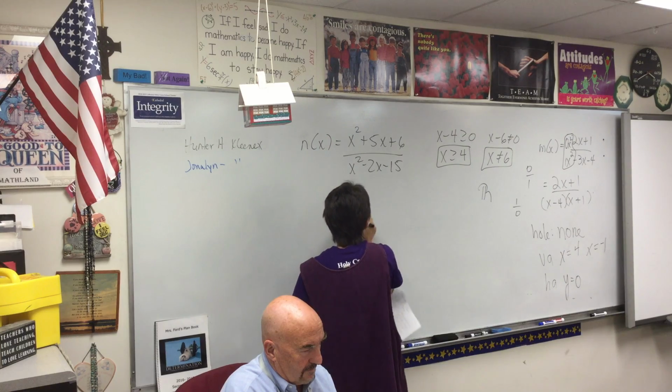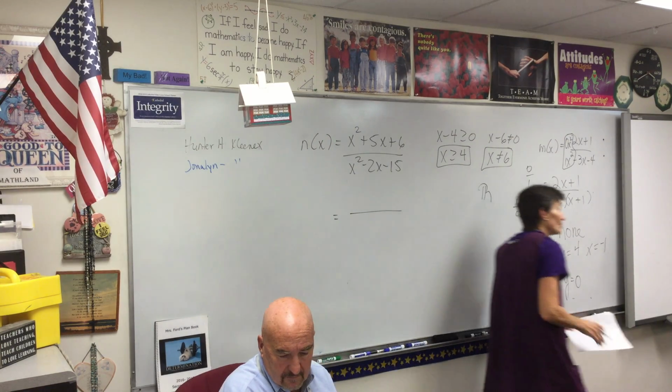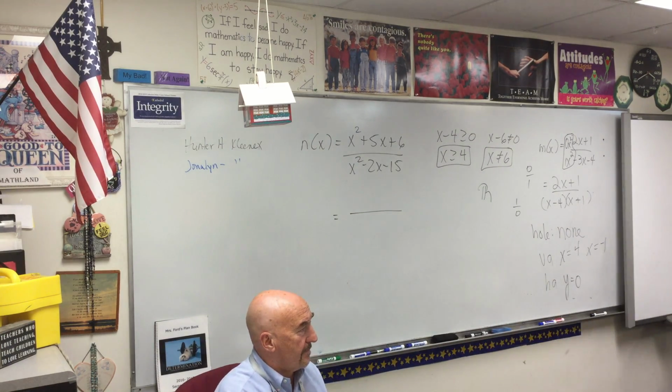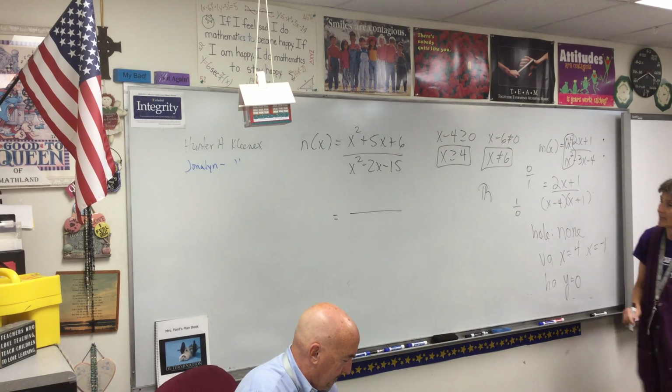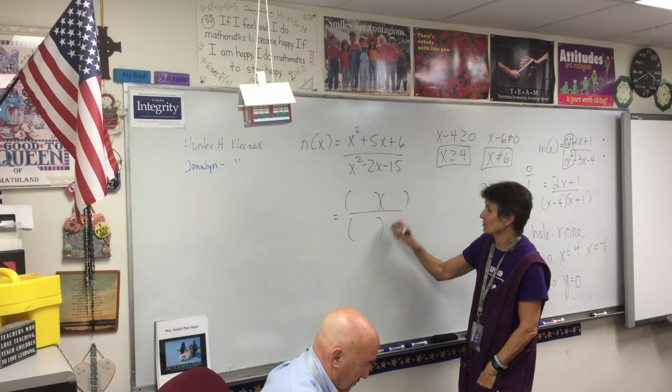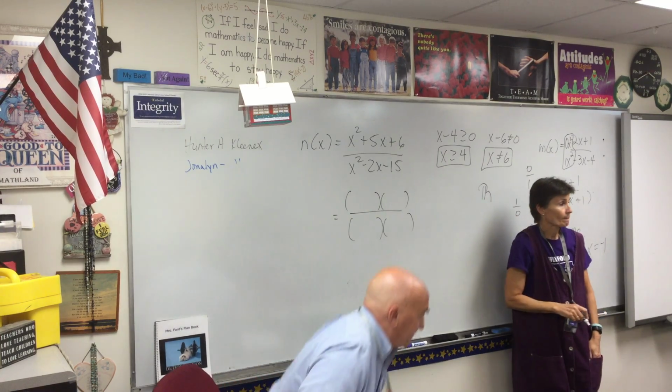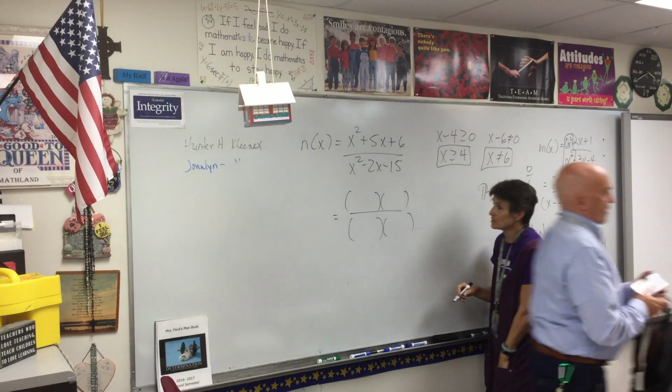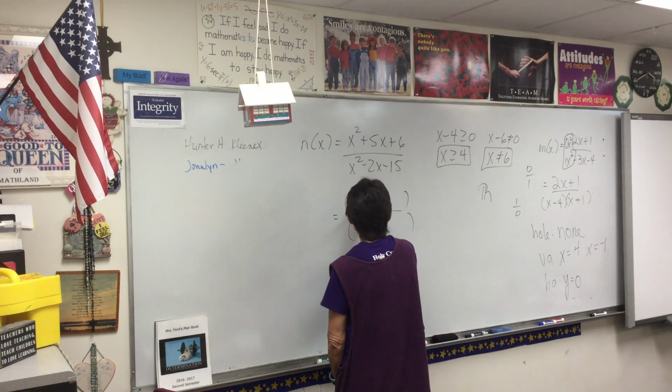What do we have to do here? We're going to factor everything, right? We must factor everything because we have to see if something will cancel. How does the top factor? X plus 3 and x plus 2? 3 and 2, that sounds great.